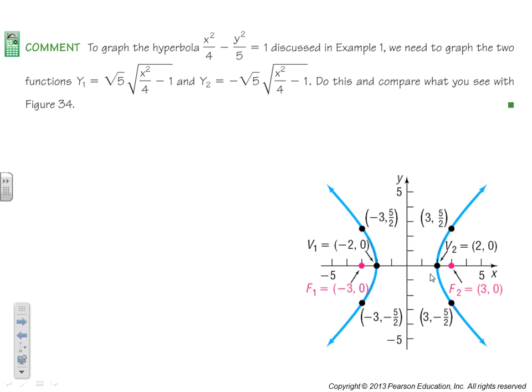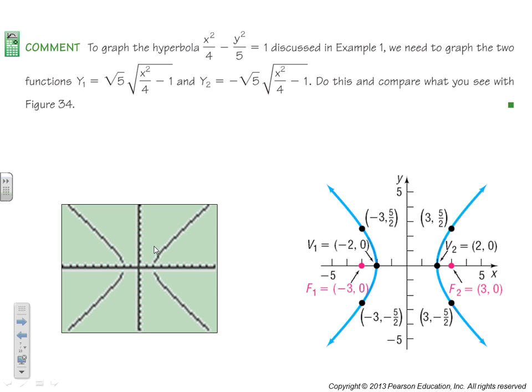So here's what we hand graphed, and here is what it looks like on your graphing calculator when you do y1 and y2. I don't mind using the calculator to verify your graphing, but I find that it's not any easier to solve for y and graph it on a calculator than it is just to plot the vertices and the foci and do it by hand.